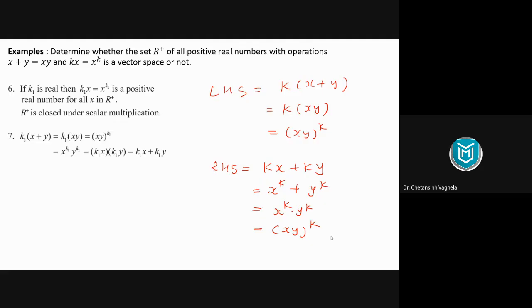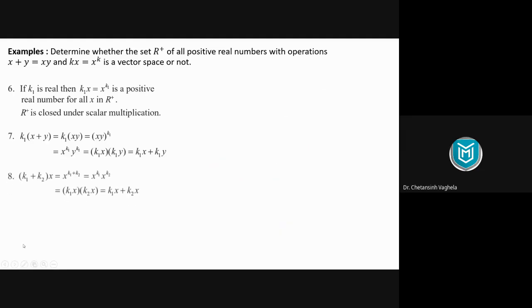Similarly, if we check rule number 8, what is rule number 8? Left hand side is (k1 plus k2) times x, and right hand side is k1x plus k2x. Let's try to check it.